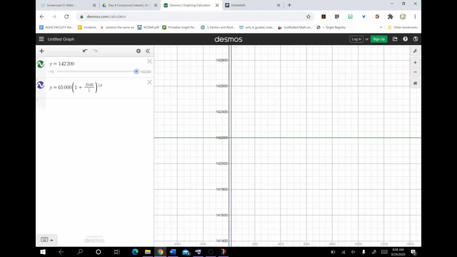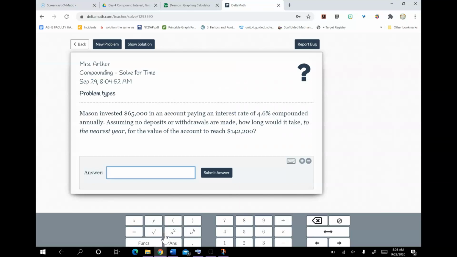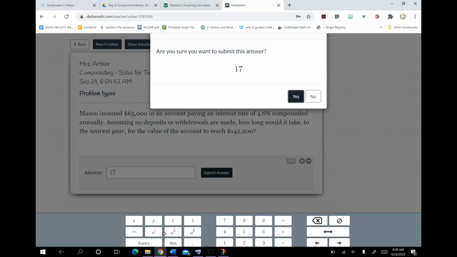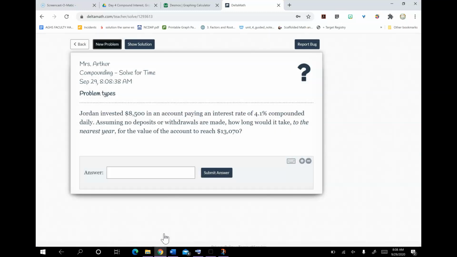All right, and remember I told you if you just click one of these lines, that gray dot will appear. You're solving for X. Now years, we're going to round years, right? So that's 17.47. So we're going to say it took 17 years. So we go back to Delta Math and we type in 17. Please be right. Did you second guess me? All right, here we go.